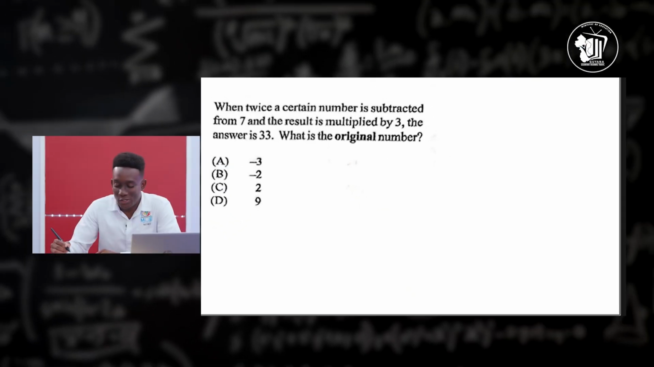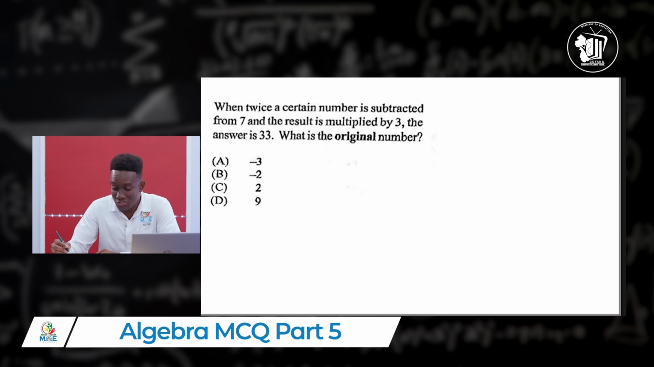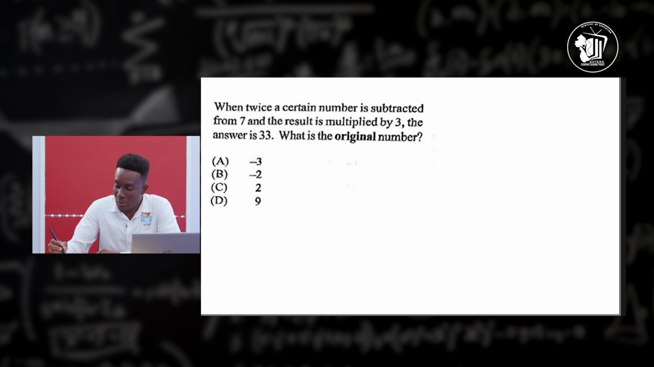So this question says, when twice a certain number is subtracted from 7, the result is multiplied by 3. The answer is 33. What is the original number? So it's saying when twice a certain number, we don't know what that number is, so it will be 2 multiplied by x. When twice that number is subtracted from 7, so we'll have 7 and we'll subtract this from 7. And it says the result is multiplied by 3. So everything is multiplied by 3. And the answer is 33. What is the original number?